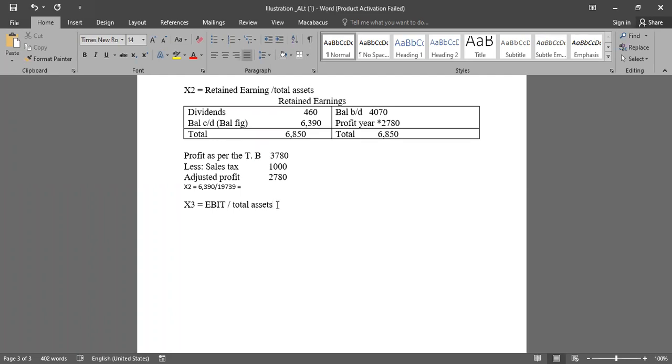From what you've shown me, you're answering what you're going to answer now. The answer is here. Earnings before interest and tax is profit for the year before interest and tax. So we bring profit for the year, which is the adjusted one, 2,780. If you want to repeat, you can start with profit as per the trial balance, 3,780, then you remove this error of sales tax of 1,000, and then you bring the tax expense, which we saw in working number 1.